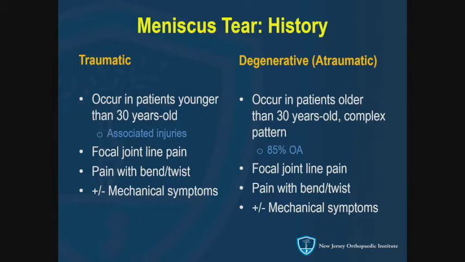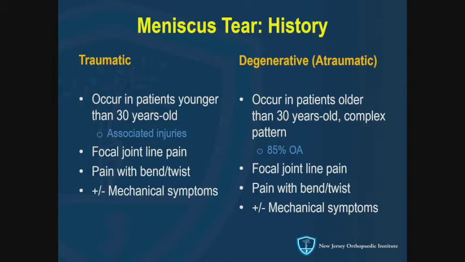It's a pretty easy history to take. They point right to the spot where the problem is. The patients will often describe difficulty bending or pivoting on the knee, and they may or may not have mechanical symptoms, locking or catching. When you see degenerative tears, like the ones mentioned in the previous talk, you typically see this in patients who are 30 or 40 and older.